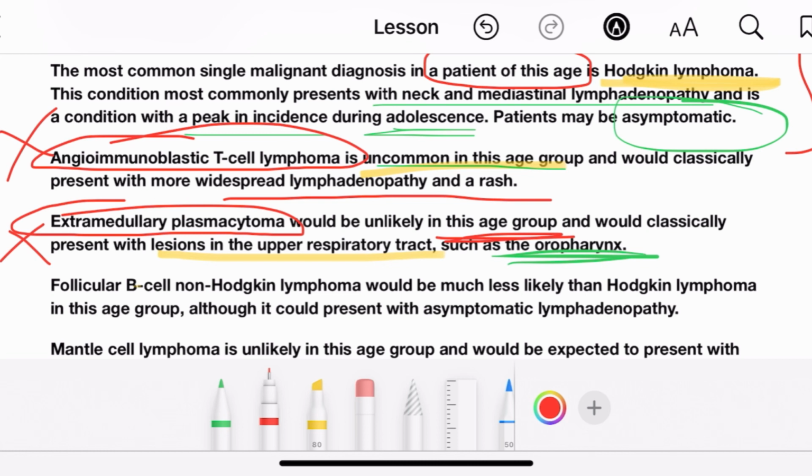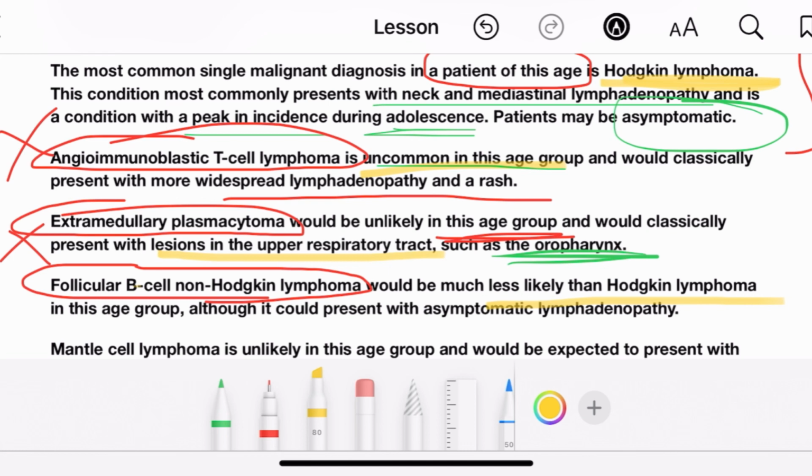Now the other option is follicular B cell non-Hodgkin's lymphoma. It is much less likely than Hodgkin lymphoma, which means among the options Hodgkin lymphoma is the best answer, although asymptomatic lymphadenopathy can be seen in follicular B cell non-Hodgkin lymphoma. As we have the option Hodgkin lymphoma in our options, the best option is Hodgkin lymphoma.